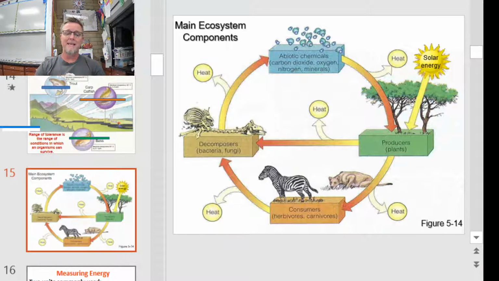All along the way, heat is going to be lost. So what this means is ecosystem energy transfer really is not 100% efficient, and a lot of energy is lost out into the atmosphere and eventually into space. So it's really, really important that energy gets replenished from the sun every single day.